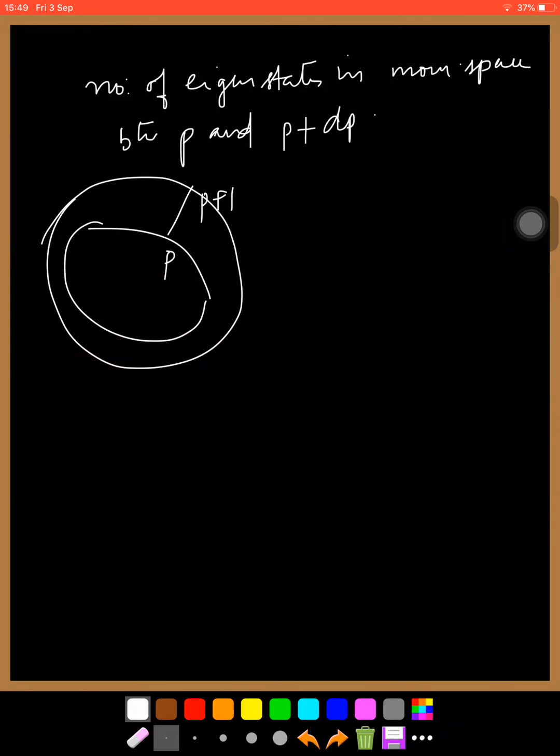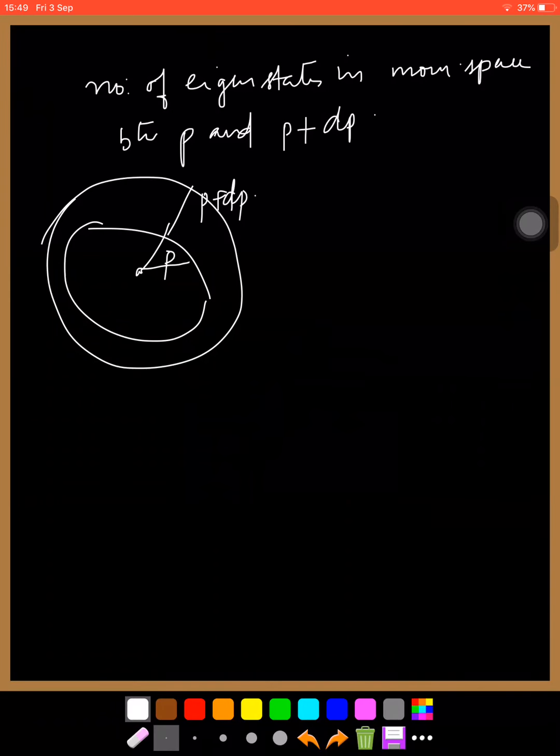Then we calculate the number of eigenstates in momentum space between momentum p and p plus dp. So this is p and again this is p plus dp. The radius is p plus dp. Here the radius is p and in between there is the shell, and the volume of this shell is 4 pi p square into this thickness. This is dp, 4 pi p square dp.